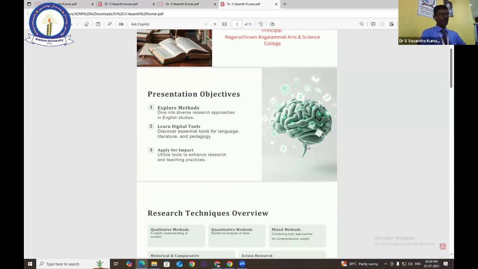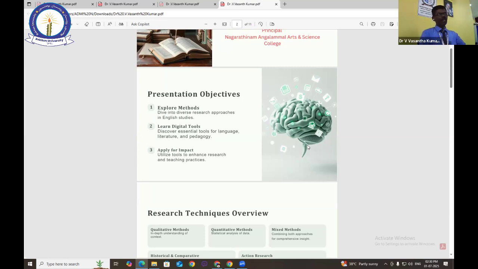The second one is to learn digital tools. It is the present need, because in previous times we followed the manuscript and another written statement. That statement would have some result, and that was the research end. But now we are going to use so many tools from the digital era.